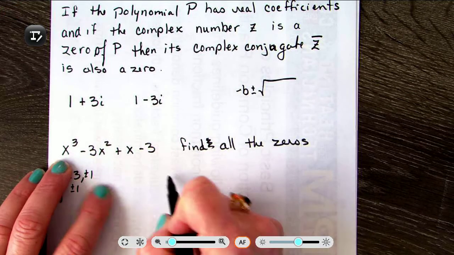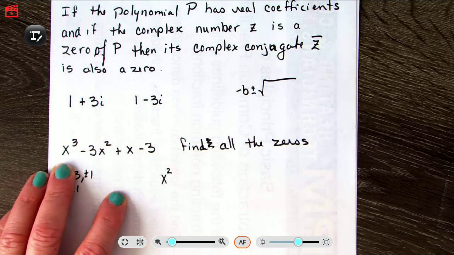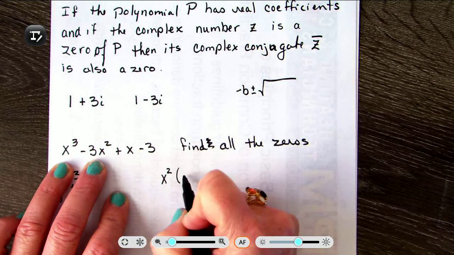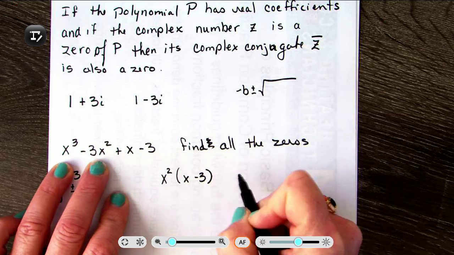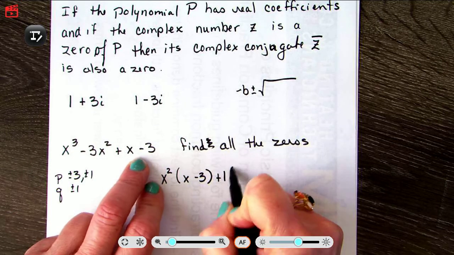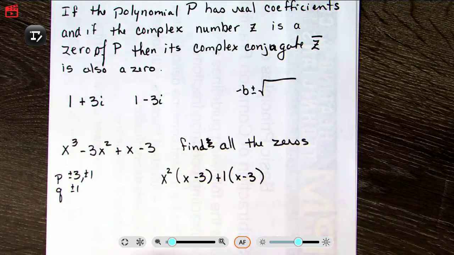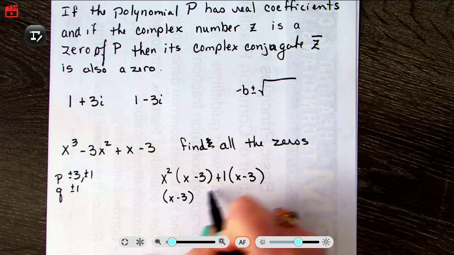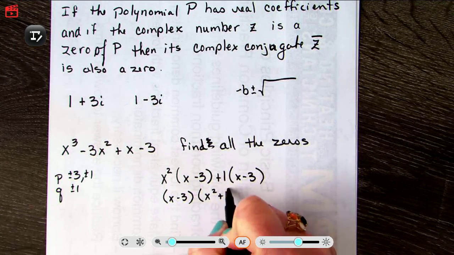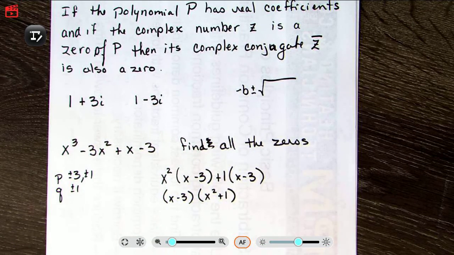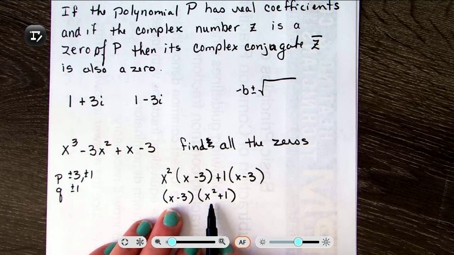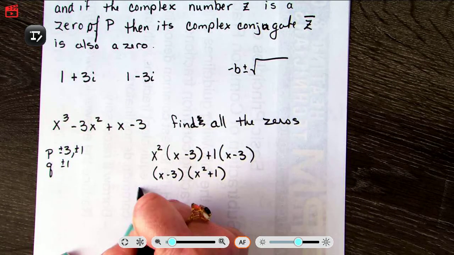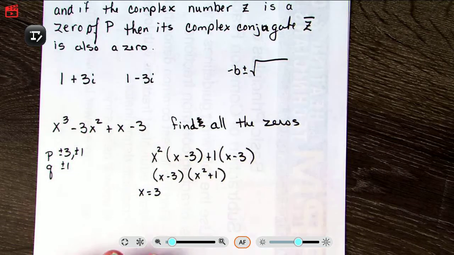So I'm going to take out an x squared out of this first piece, leaving me with x minus 3, and out of the second one I can take out a 1, leaving me with the x minus 3. So pulling out that x minus 3, I then have the x squared plus 1. So my zeros I can get from looking at this part. This one I notice that x will be 3, will give me my 0.